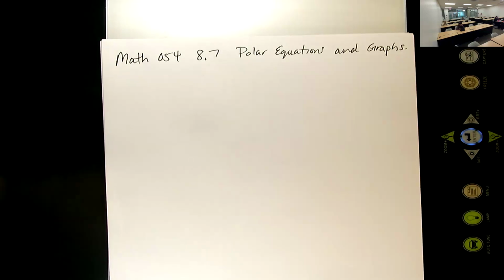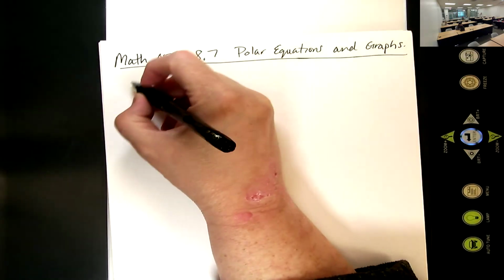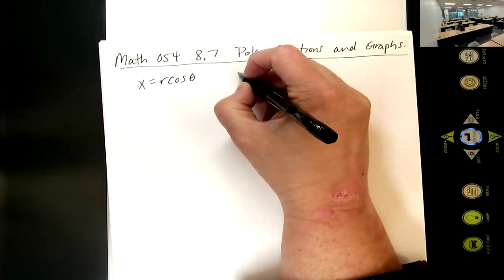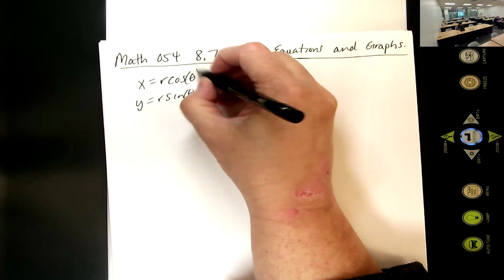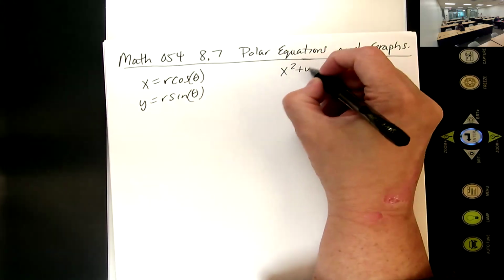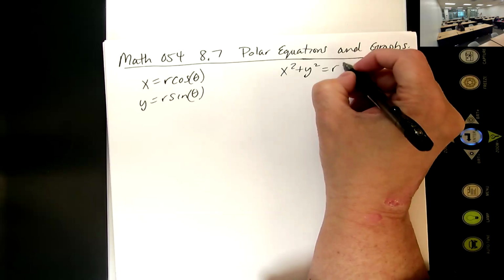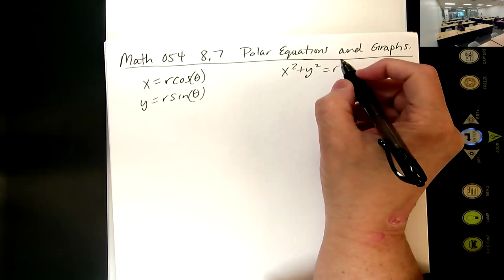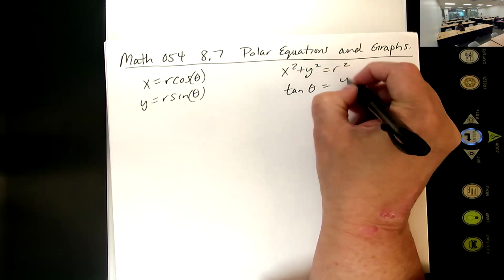Polar equations, we've been talking about polar coordinates, I mentioned it before. In the last couple of sections, we looked at going from x equals r cosine theta, y equals r sine theta, and x squared plus y squared equals r squared for a circle. This is how we relate r to x and y. This is also for a triangle. And then tangent theta equals y over x.